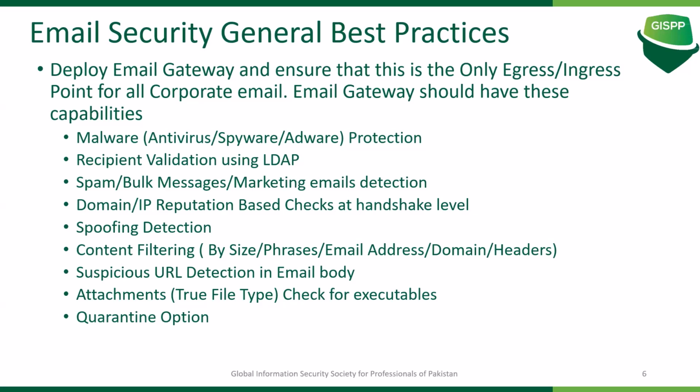Then any email gateway should also have content filtering by size, by phrases, by email addresses, by domains, or by headers. By headers I mean any specific header. For example, you're looking for some spam mails that have certain headers, so you can look for those headers, or based on some headers, you can do some actions. Then there should also be a feature of suspicious URL detection in the email body.